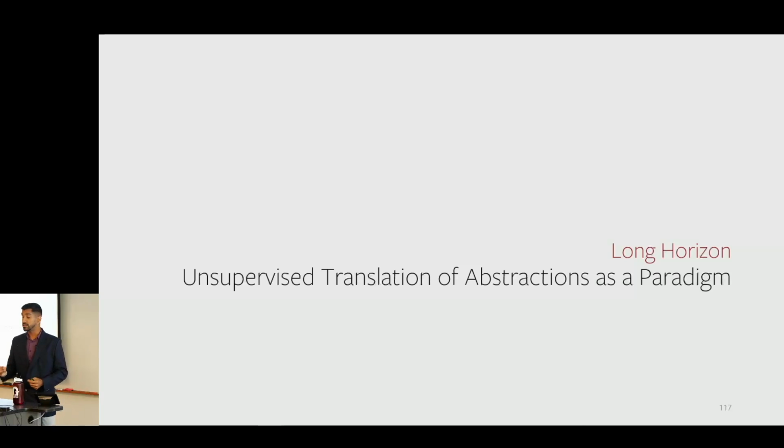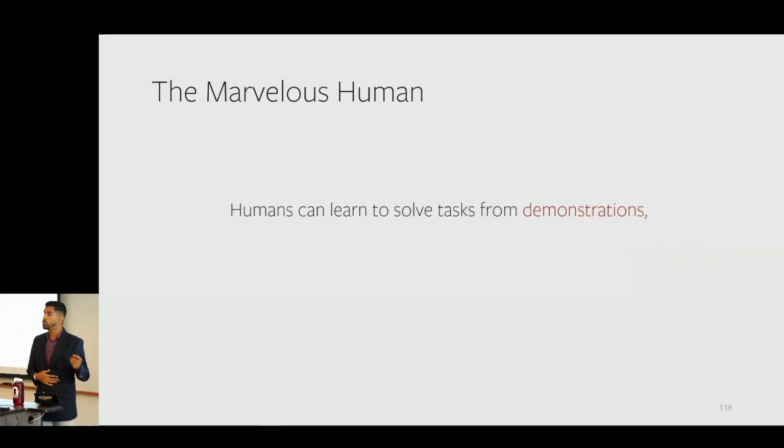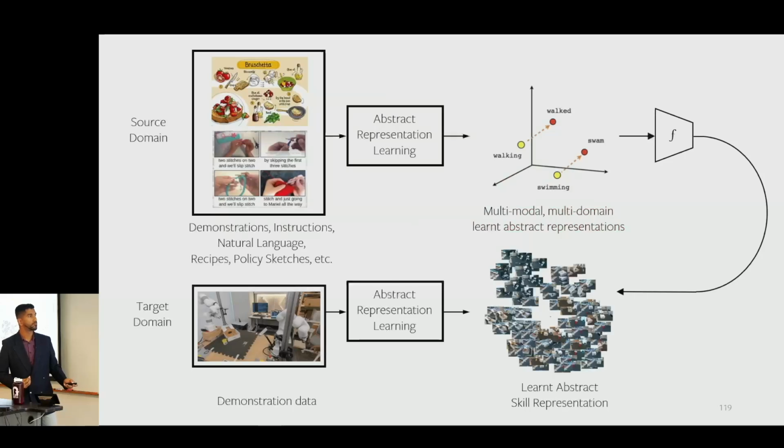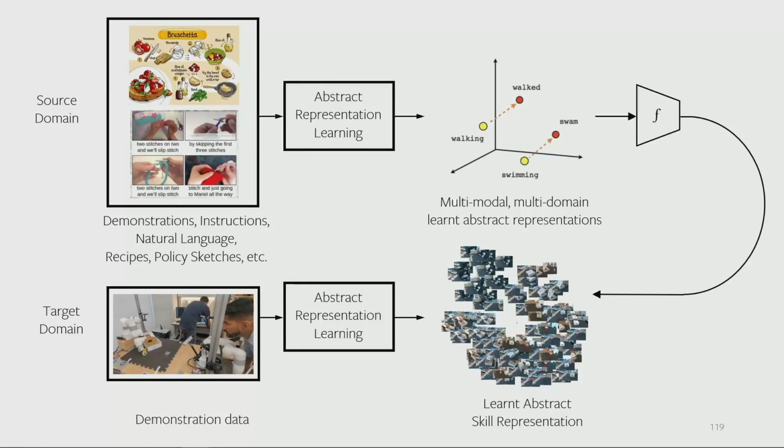Finally, I genuinely think of this idea of translation of temporal abstractions of behavior as a paradigm. I started my talk describing that humans are good at learning to solve tasks not only from demonstrations, but from instructions and recipes and other diverse sources of information. And I envision this being a framework where you can have a source domain that consists of demonstrations and natural language instructions and policy sketches and so forth, and come up with a multi-domain, multi-modal abstract representation that you're able to transfer from to a learned skill representation on your target robot.